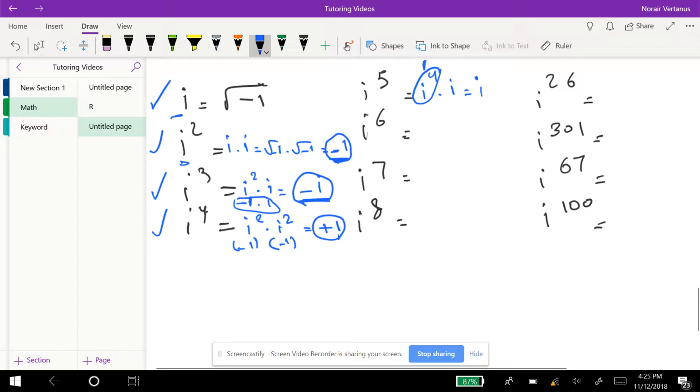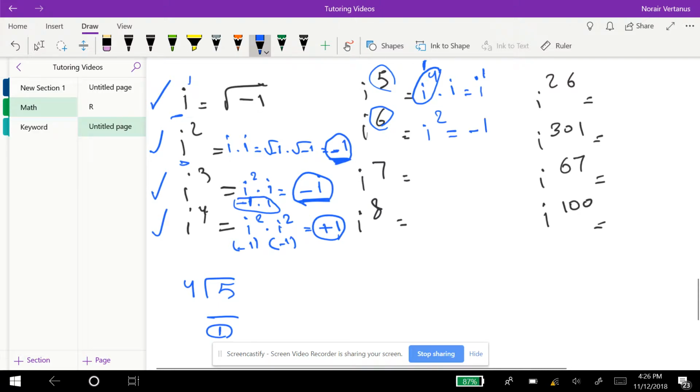This is what I'm going to do. For i to the fifth, 5 divided by 4, what's the remainder? I'm just going to look at the remainder. If the remainder is 1, the answer is i to the first power. Next one, i to the 6. This divided by 4, what is the remainder? The remainder is 2, right? So that's the same as i squared. i squared was what? -1.